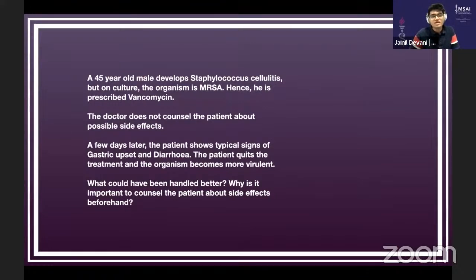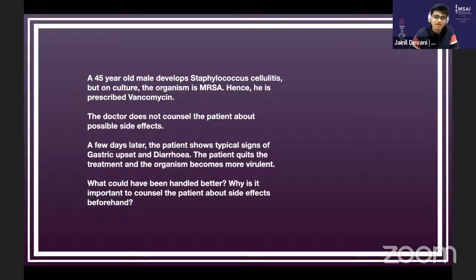A 45-year-old male develops Staphylococcus cellulitis, but on culture the organism is MRSA. Hence, he is prescribed vancomycin. The doctor again does not counsel the patient about possible side effects. A few days later, the patient shows up with typical signs of gastric upset and diarrhea. The patient quits the treatment and the organism becomes more virulent.